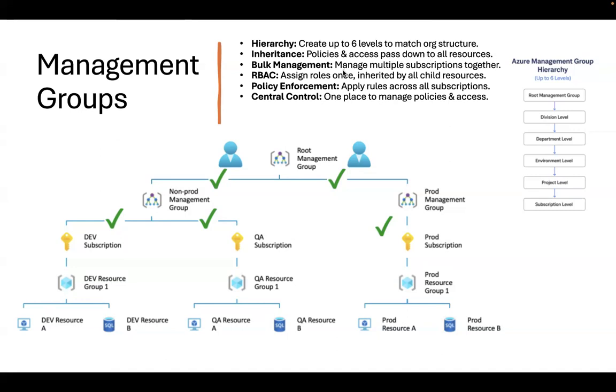Bulk management is the third point. You can manage multiple subscriptions together. RBAC: you can assign a role once and it is inherited by all child resources. That is RBAC inheritance. Policy enforcement, which we just spoke about. Central control: one place to manage policies and access.